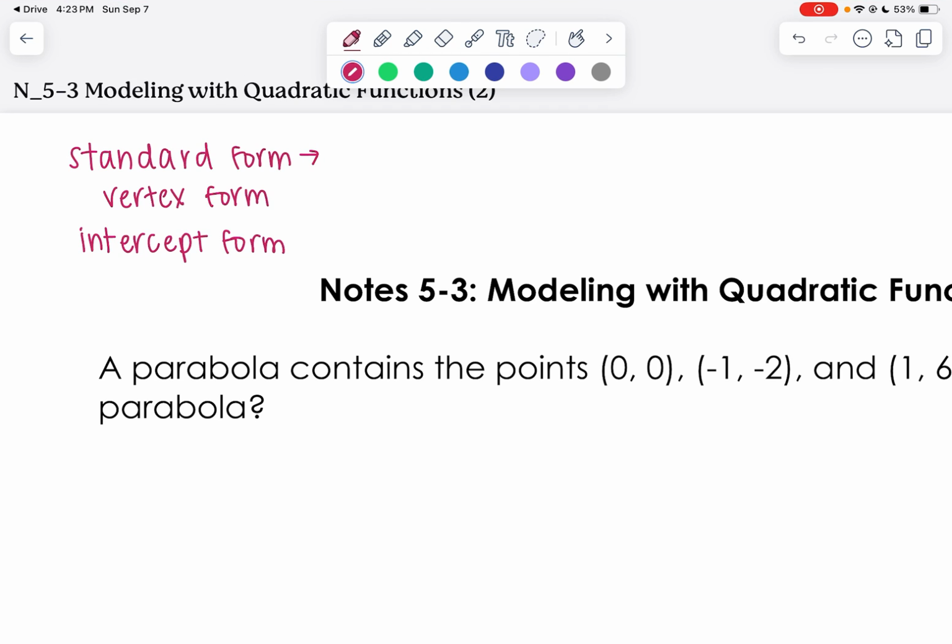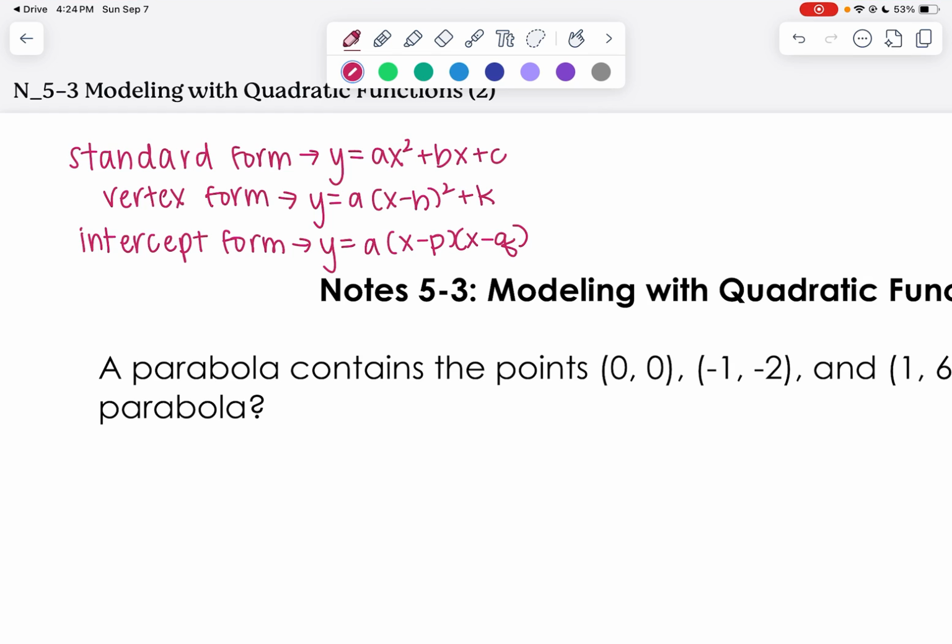Standard form is what you use when you're just kind of given points and you don't necessarily know much. So that's y equals ax squared plus bx plus c. Vertex form is when you're given the vertex and you know that it's the vertex. So y equals a times (x minus h) squared plus k. And then intercept form is if you are given the intercepts. So y equals a times (x minus p) times (x minus q). Remember that you want to have all of those forms memorized. So you want to make sure that you've got that down.